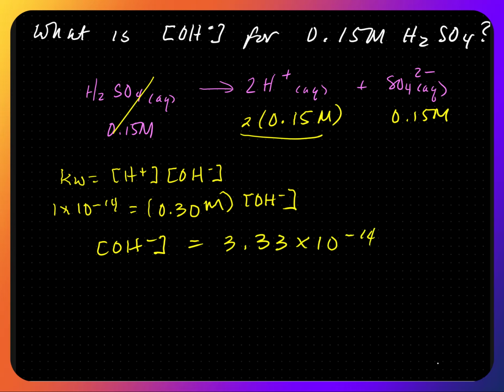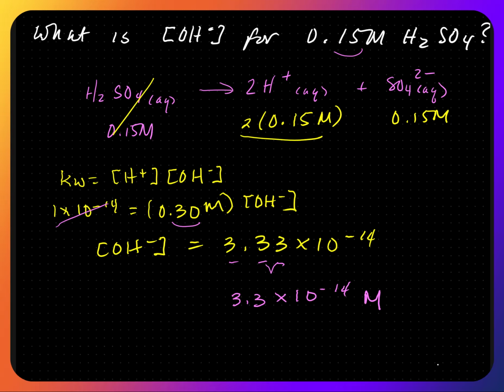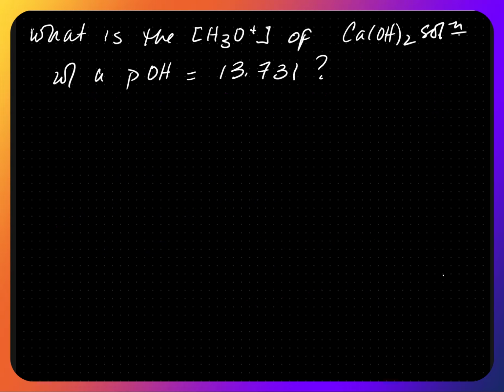Working on sig figs, this is a constant, so it does not count. My 0.15 has 2. My 0.30 has 2, so I need 2 in my answer. 1, 2. I look 1 to the right, so this is 3.3 times 10 to the negative 14 units of molar. Remember, concentration always has units of molar. pH and pOH do not. Pause the video, try this problem on your own, and then check your answer.